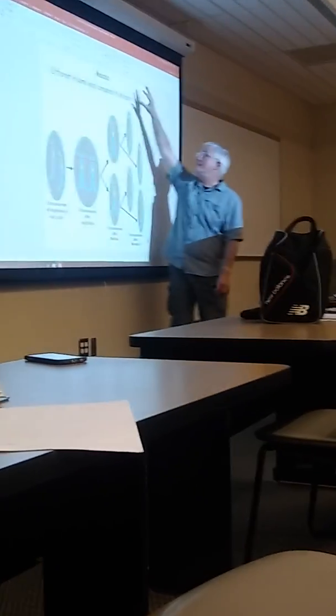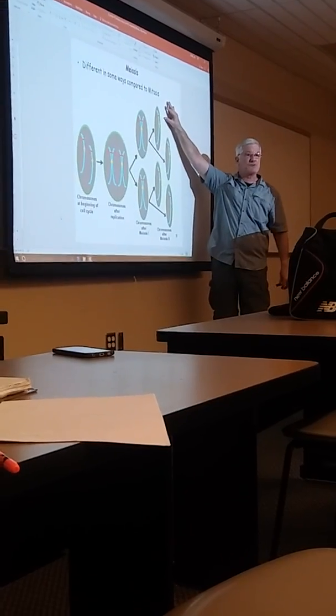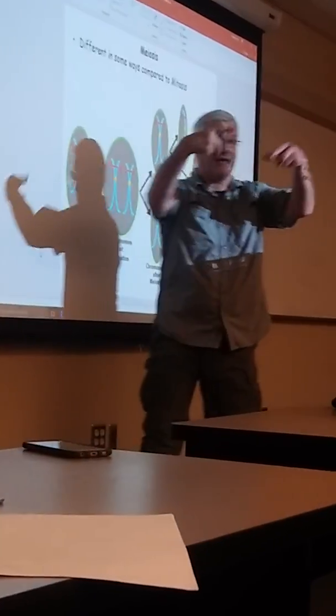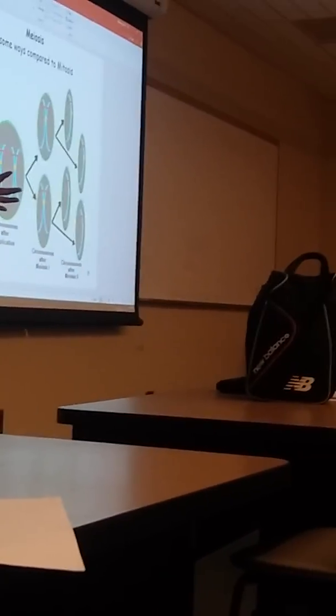Again, how many do we have now? 23. The number that eggs and sperm should have. So we do a duplication process. We have to duplicate, have to make copies. But that totally screws up our numbers.